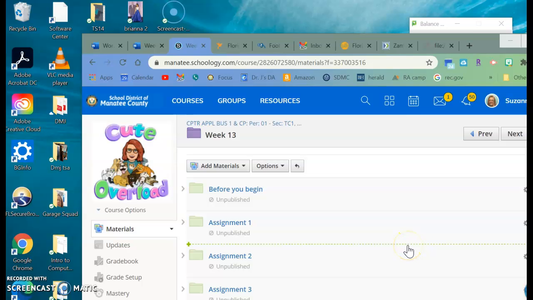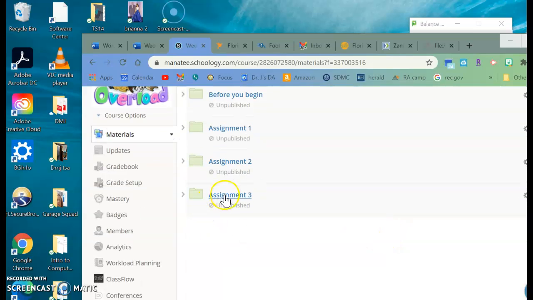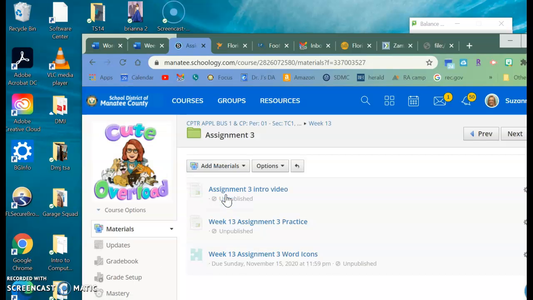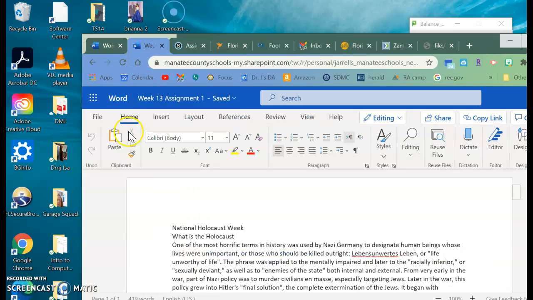Okay, so we are at week 13, assignment 3. As we have talked about before, this week it is about vocabulary, and we're actually learning about the icons that go along with Microsoft Word. So in Word, you have all of these little pictures that when you put your cursor on them, it will tell you what it does.